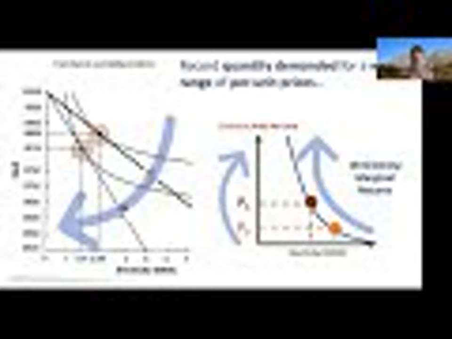Now, technically this is an inverse, but you can plot this the other way. You could plot price on the x-axis and quantity on the y. But for a number of reasons, it ends up being more convenient to plot quantity on the x and price on the y. And that's why we do it. It just ends up being more convenient.